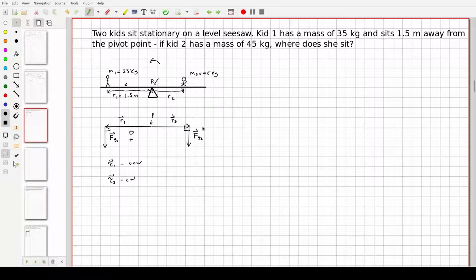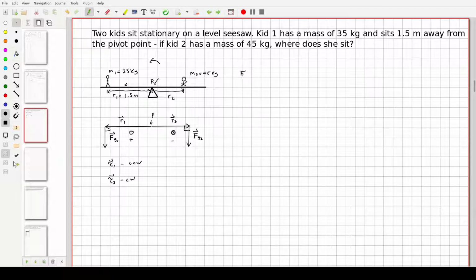On the other hand, kid 2, her weight makes it want to rotate clockwise. And if you put your fingers in the direction of R2 and then let your palm face in the direction of kid 2's weight and then close your fingers, your thumb will point into the page. So kid 2's torque is in. That adds in as a negative.